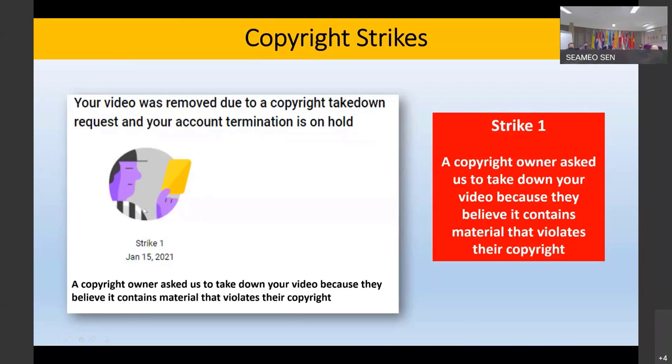So it comes up with this kind of icon, strike one, and then they put the date there, and it says your video was removed due to copyright takedown request and your account termination is on hold. What? Your account? If your account has 100 videos that you have produced, what happens? 100 videos will vanish into thin air. So a copyright owner asked us to take down the video because they believe it contains material that violates their copyright.